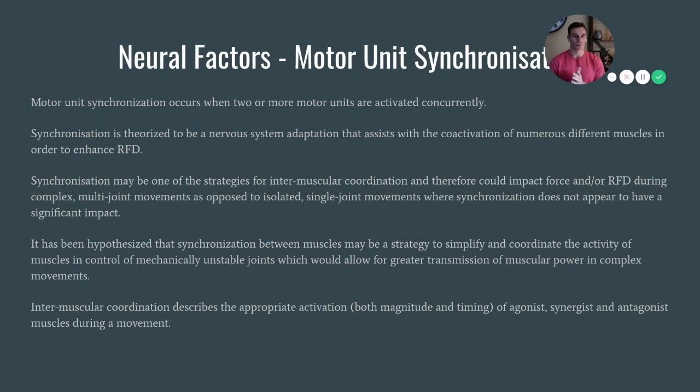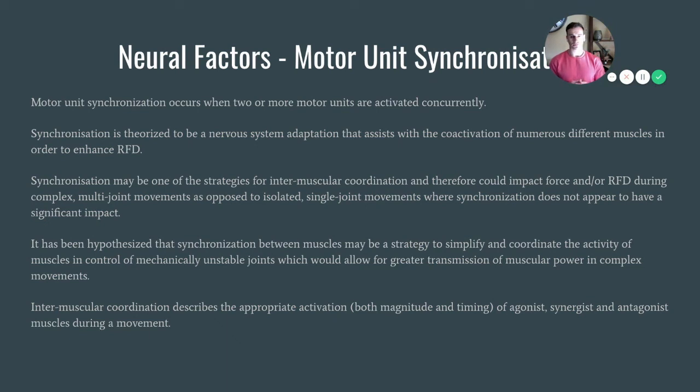Another thing we want to talk about is motor unit synchronization. As we said before when we were talking about muscle contractions, the movements that you see in a sport don't happen on their own. It's not one individual muscle group that's responsible. Motor unit synchronization occurs when two or more motor units are activated concurrently. Muscle groups don't work on their own, especially when performing complex multi-joint movements. So synchronization of motor units is a nervous system adaptation that assists with the co-activation of numerous different muscles in order to enhance rate of force development.